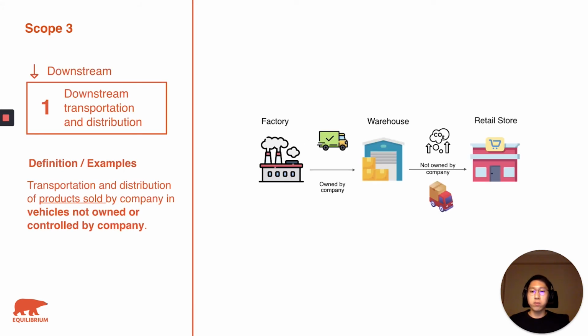Moving on to downstream, the first downstream category accounts for emissions from downstream transport and distribution, which is defined as transportation and distribution of products sold by the reporting company in vehicles not owned or controlled by the company. This includes transportation of the finished product from warehouses to retail stores in vehicles which do not belong to the reporting company.